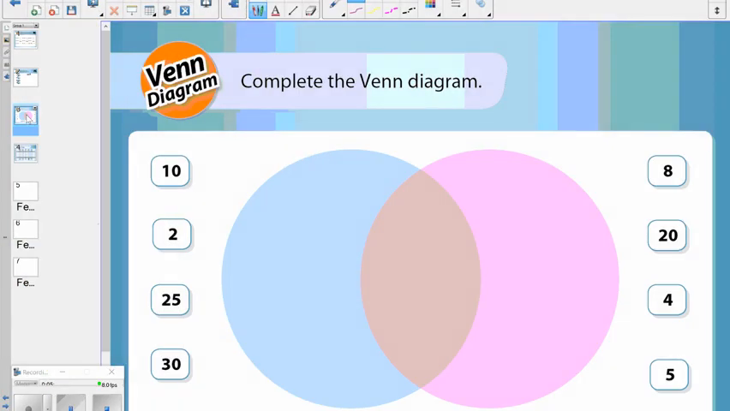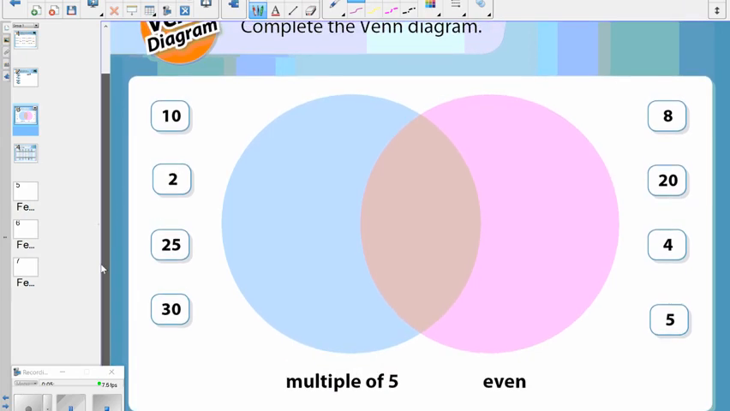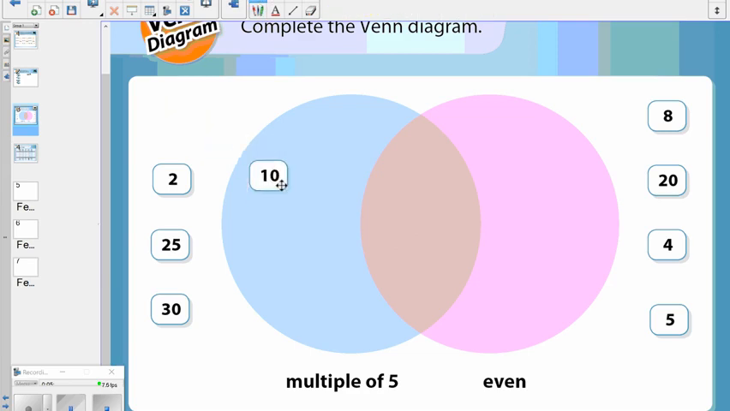Let's take a look at this. Complete the Venn diagram. I'm going to scroll down just a little bit so we can see what we're looking for. We've got to put these numbers in categories that are either multiples of 5, even, or both. If they fit in the purple middle section, they are both. So let's go ahead and drag. Let's start with 10. Is 10 a multiple of 5?